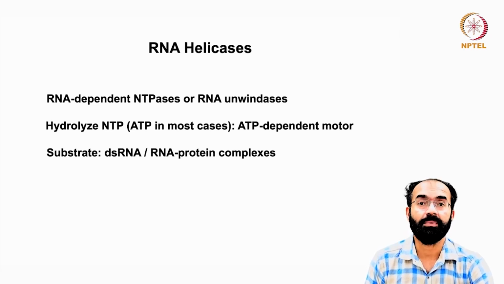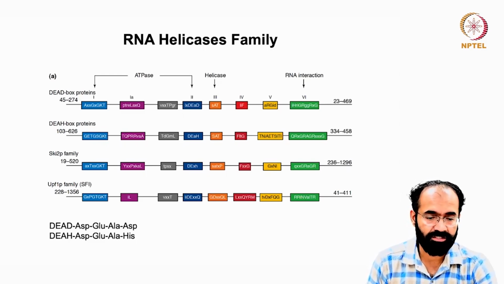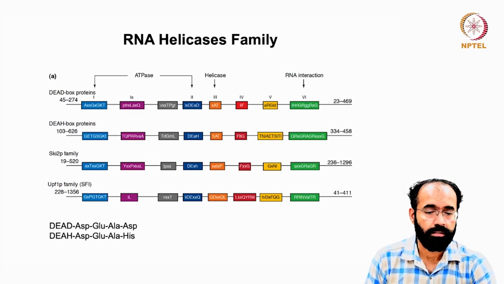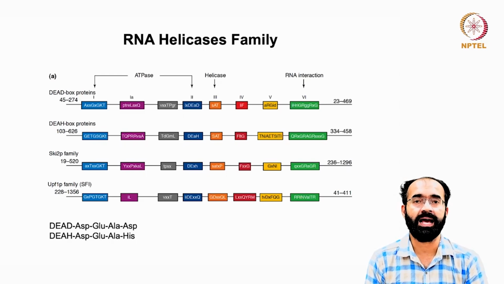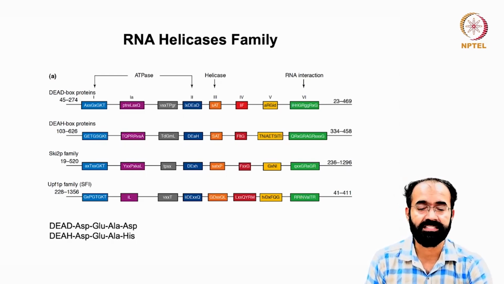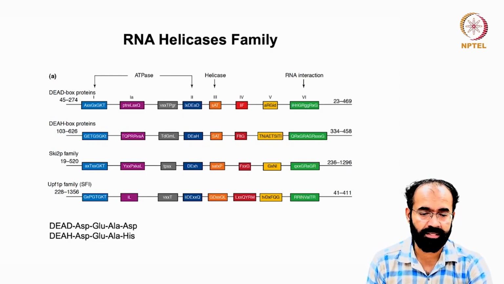Let us see the family of RNA helicases. This slide indicates the RNA helicase family, and many a time they have an ATP utilizing domain, which we call the ATPase domain, then a typical helicase domain, and then an RNA interaction domain. If we are talking about an RNA helicase, it needs to recognize the RNA, it needs to have helicase activity, and it should be able to make use of energy, that is ATP.